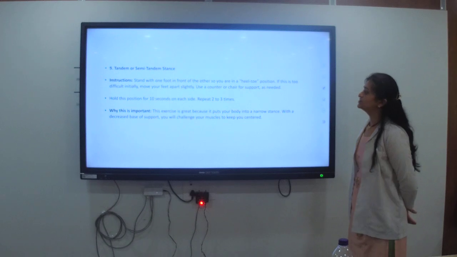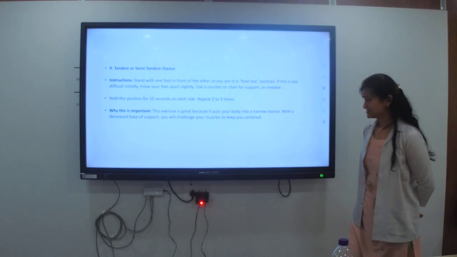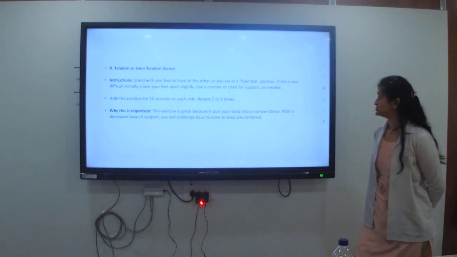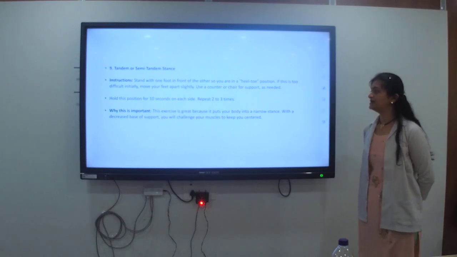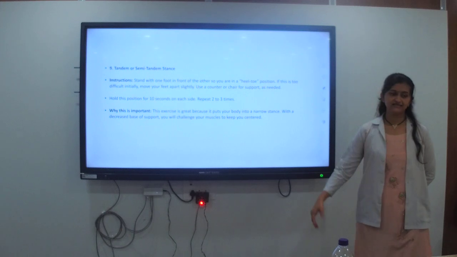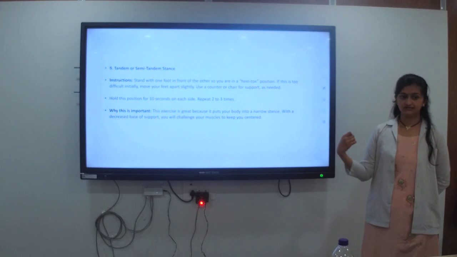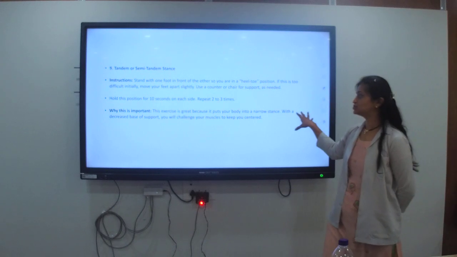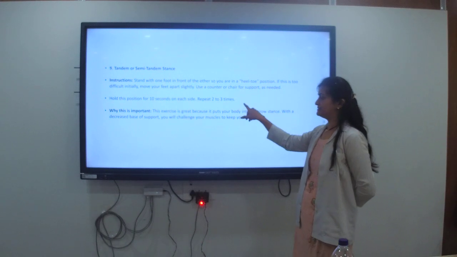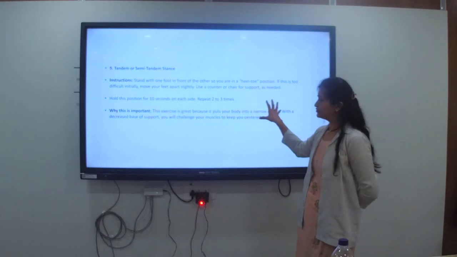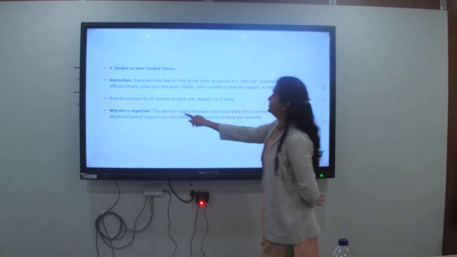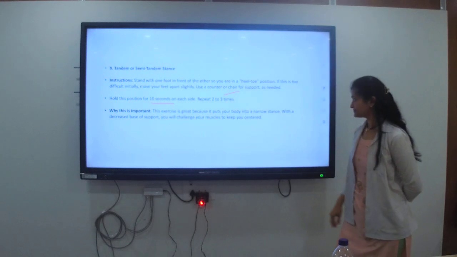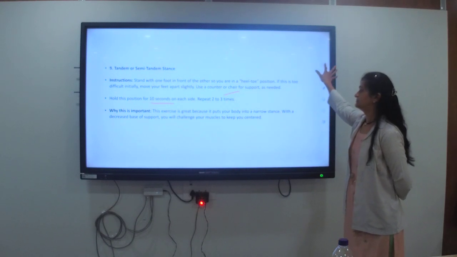This is your tandem or semi-tandem stance. Stand with one foot in front of the other, in a heel-toe position. If this is too difficult, initially move the feet apart, as in the diagram we discussed: feet together, semi-tandem and tandem position. The same exercise is being carried out here. You go into those positions and maintain each for 10 seconds, and repeat it 2 to 3 times.